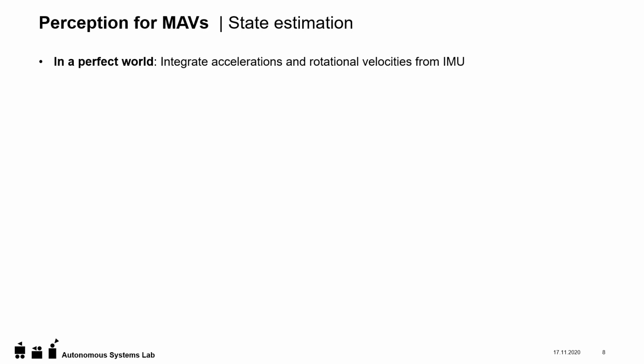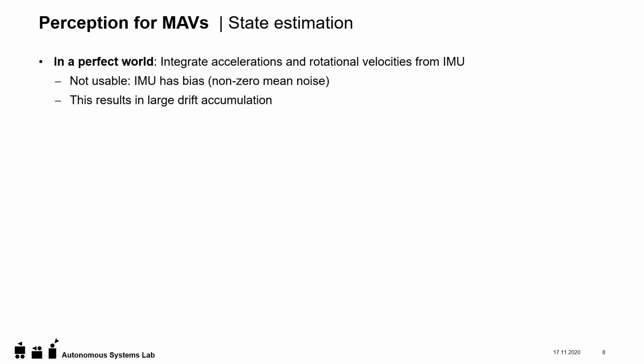So in a perfect world, you could just integrate accelerometer data, meaning accelerations and rotation velocities from the IMU, and obtain your velocity, integrate again, and obtain your position. The problem is this is not feasible. IMUs have biases, meaning non-zero mean noise. These biases can be dependent on temperature, voltage level, mechanical noise, and so on. Those usually have to be estimated together with a different sensor to make the IMU useful.